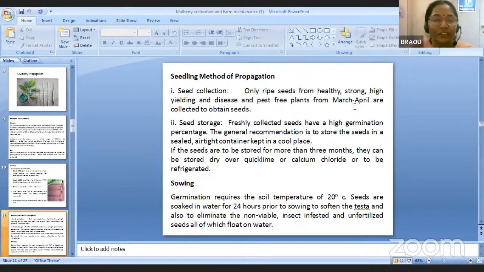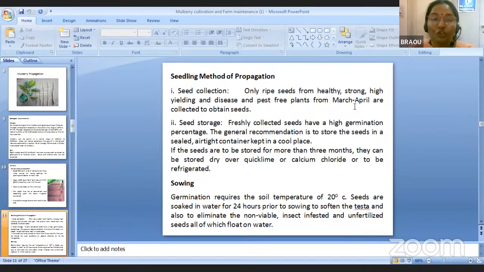Now you have collected the seeds. You're not going to do the nursery sowing right away, so you're going to store them, because you're not going to do it immediately. So how are you going to store these freshly collected seeds? Freshly collected seeds have a high percentage of germination, so you have to be very careful. You must have seen at home also, if you collect some seeds and keep them in open air, and if there is a little bit of moisture, then they are going to germinate, and you can see small saplings coming out of the seeds.